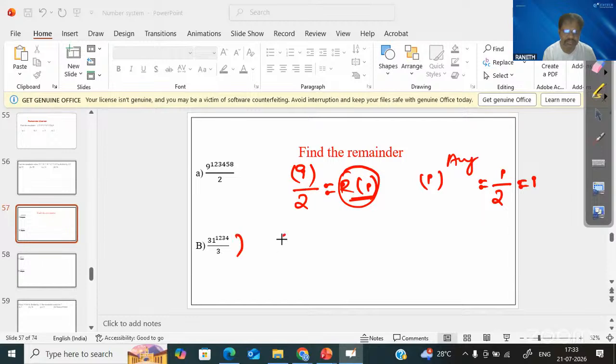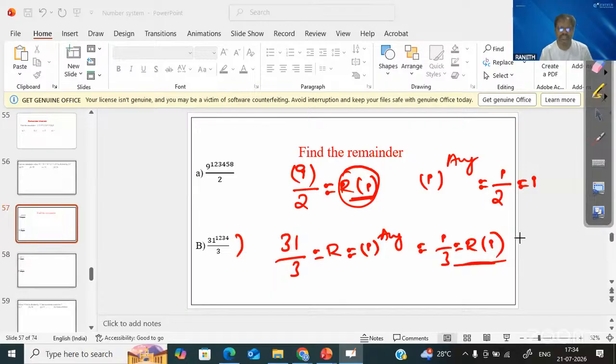And next one, 31 divided by 3. So what is the remainder? Here also remainder is 1. 1 power any value is also 1. 1 by 3, again remainder is 1. And in both the cases, remainder will be only 1.